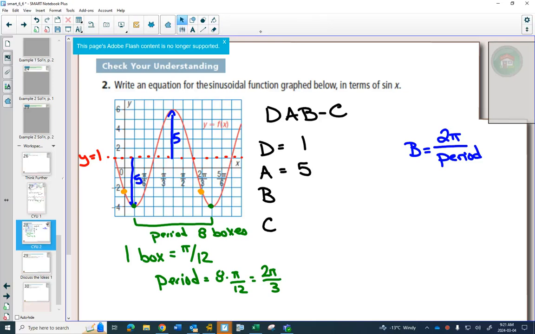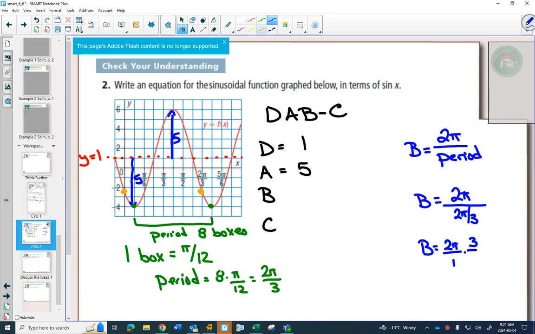That means that I can calculate my b value by plugging in my period. 2 pi divided by 2 pi over 3. How do you divide by a fraction? Dividing by a fraction is the same as multiplying by the reciprocal. Nicely, my 2 pi's simplify. And so I get my b value to be 3.